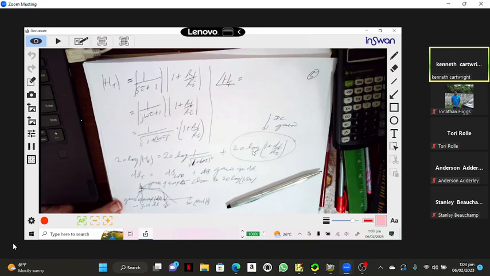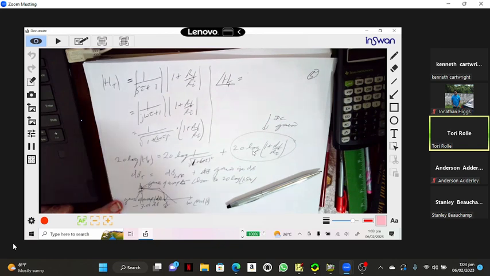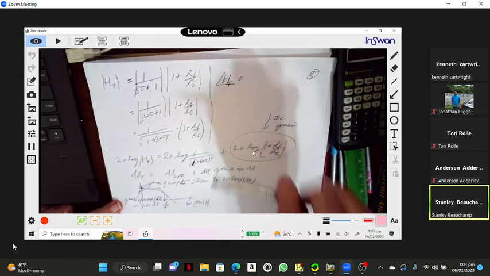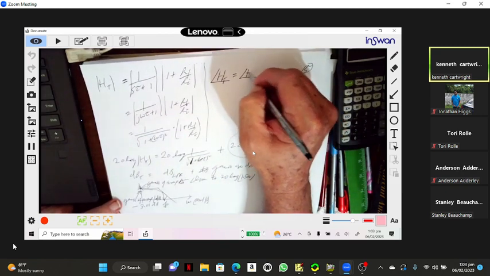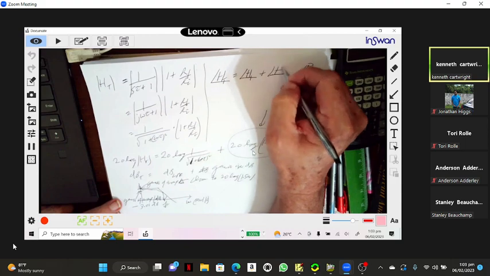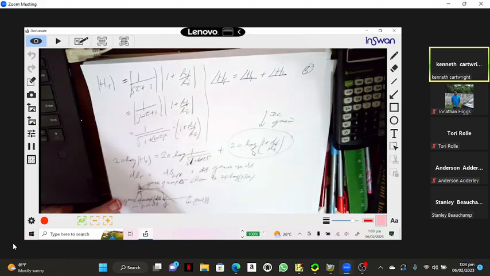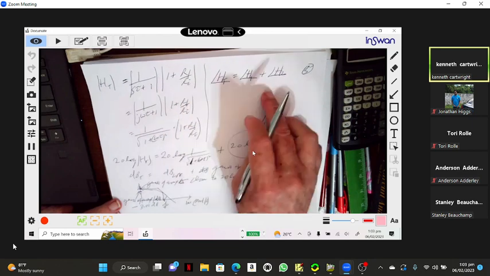What's the overall phase, folks? Well, we have to find the angle of the transfer function. So, in fact, this is the phase of H1 plus the phase of H2. Why? Because it's a product, and you add phases in a product.